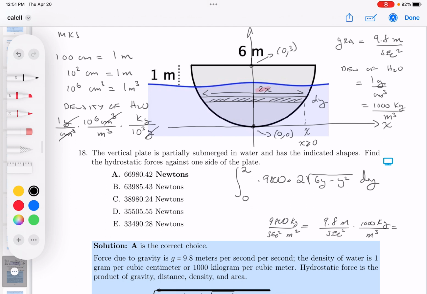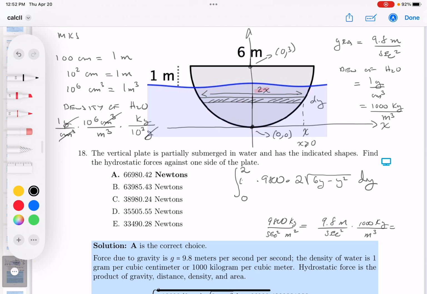Now, the next thing I've got to worry about is the distance, and that's always an issue. At 0, it's 2 meters down. So I'm going to say 2 minus y. So at 0, it's 2 meters down, which makes sense to me, and then at 2, there's nothing there. So that seems to be pretty good to me.